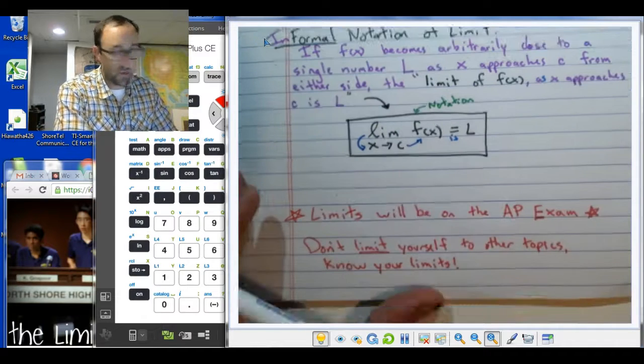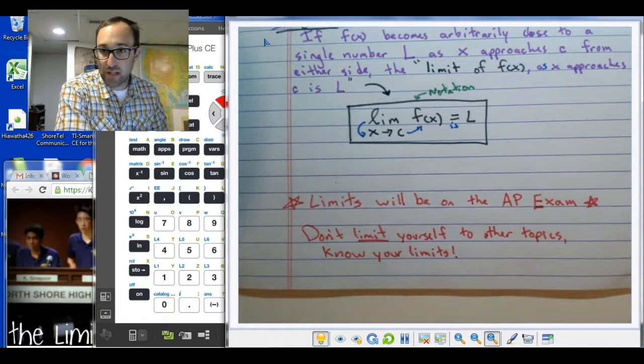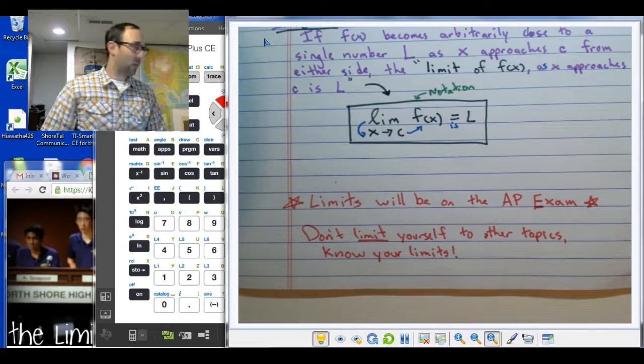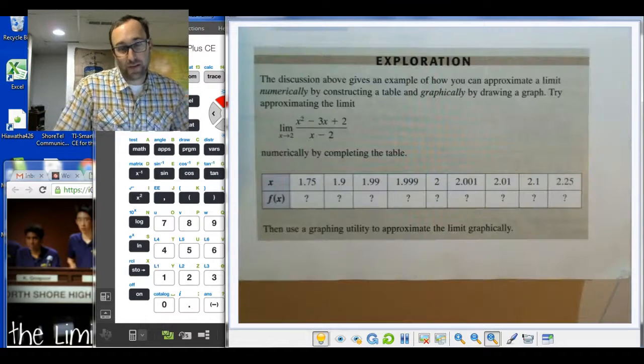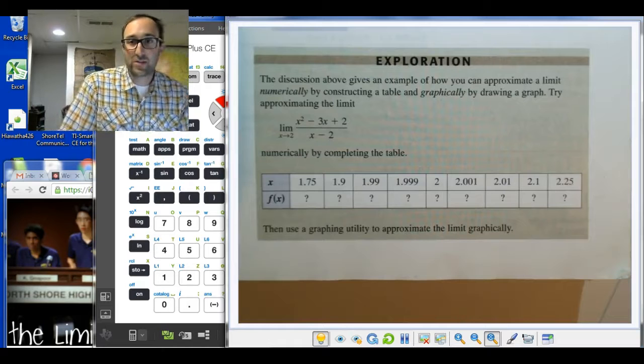And here's something you should know. Limits will be on the AP exam. Let me pause here for a second so I can get your assignment ready. Alright, sorry about that. I'm back, and now here's your assignment tonight.